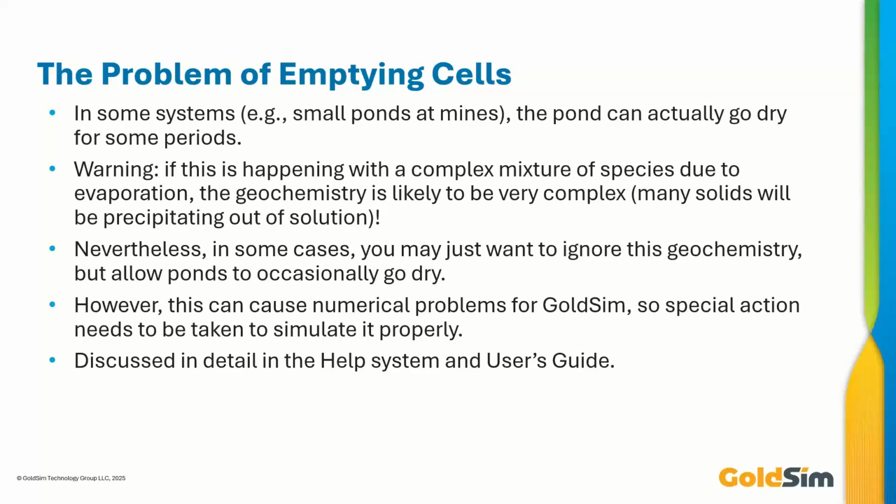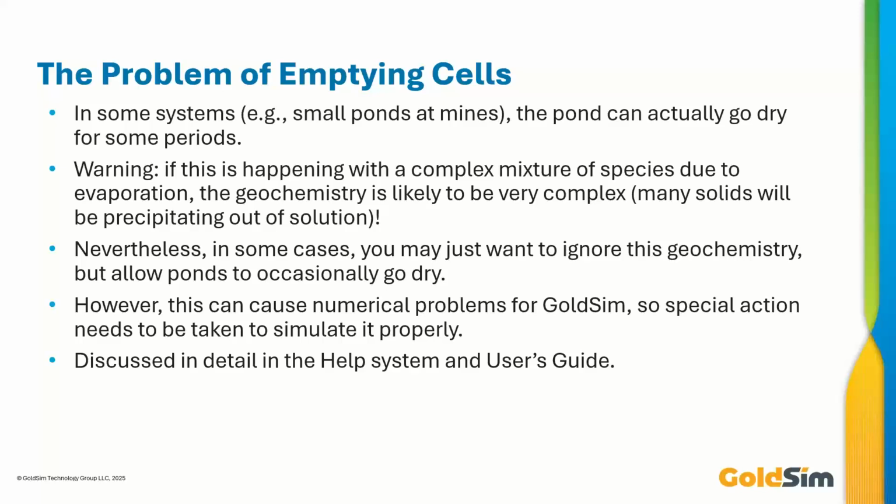I will just give you a warning here, though, that if this is really happening in your system, if you've got a pond that has a whole bunch of metals in it and it's going dry due to evaporation, you've got some ugly geochemistry that's probably going to go on there, right? The pond is going to be some pretty gorgeous colors, right? You're going to have a whole bunch of stuff precipitating out of solution, and it's likely that you're not modeling that process. So just keep in mind that in the real world, when ponds go dry, the chemistry at very high concentrations when you're evaporating water is going to get pretty complex. But let's ignore that for now.